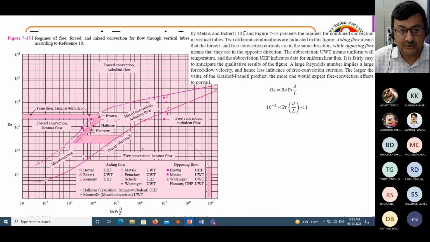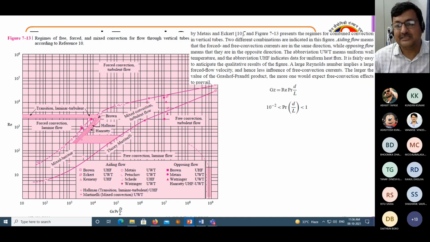Okay, but in this domain, it is driven by the buoyancy. In this domain, it is driven by the inertia. Whereas in this particular domain, it is driven by both inertia and, at the same time, buoyancy. So all these mixed zones are the places where inertia and buoyancy forces are both dominating. Whereas in this situation, you may just ignore inertia, and in this situation, you may just ignore any influence of buoyancy. So that's what this plot is telling.